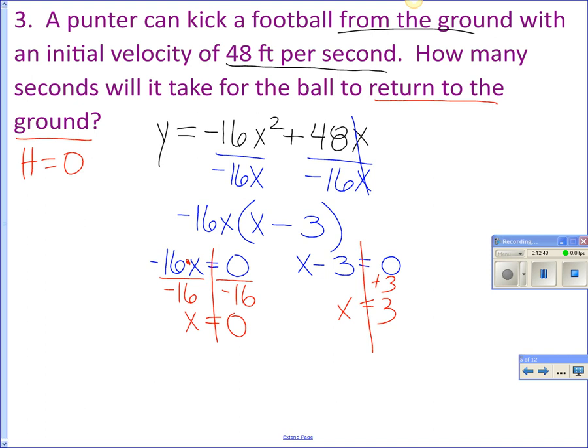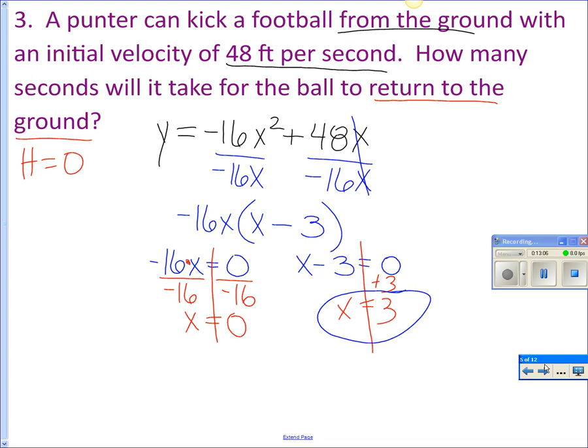Okay? Which one should I circle as my answer? The 3. 0 is probably when it started, right when he kicked it. And then it took 3 seconds to fall back down. Okay?